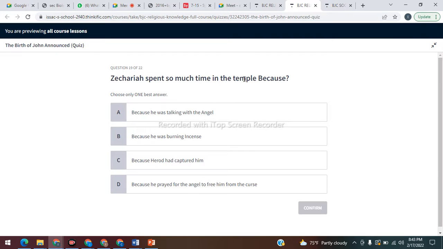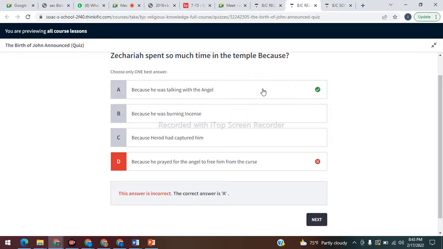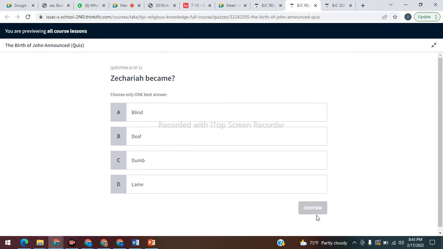Zachariah spent so much time in the temple because D. Because he was talking with the angel. All I know, the angel came to him in a dream or something like that. No, it was inside the temple. I know he came to him. That's exactly where he was talking to the angel. Do you read the Bible? Yes.